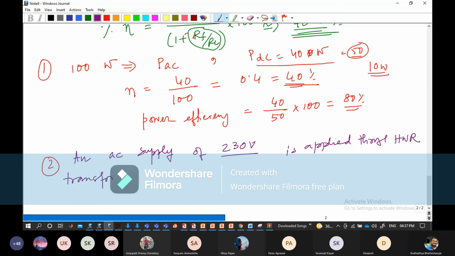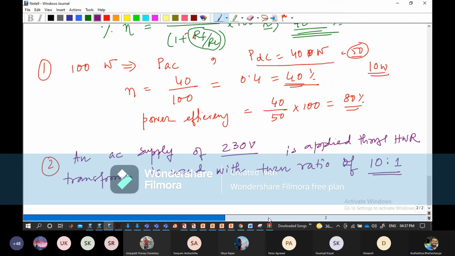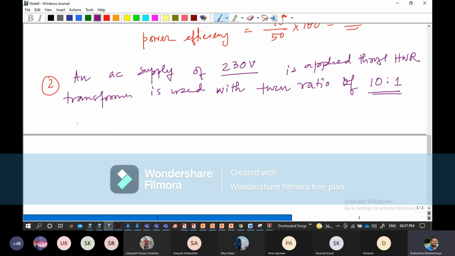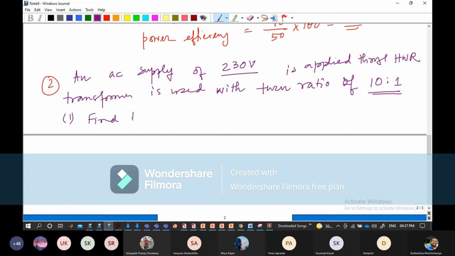transformer is used with, this is a new term for all of you, a transformer turn ratio of 10:1. For those who have not done Wednesday's class, like tomorrow's class, I'll explain in lab also what exactly is 10:1, 1:10, like that. But for Monday's batch, this might be a similar term. So 10:1. The question is, first of all, find the output DC voltage.